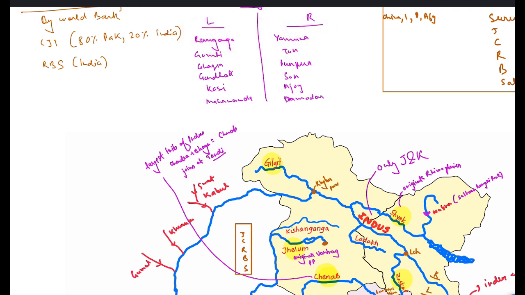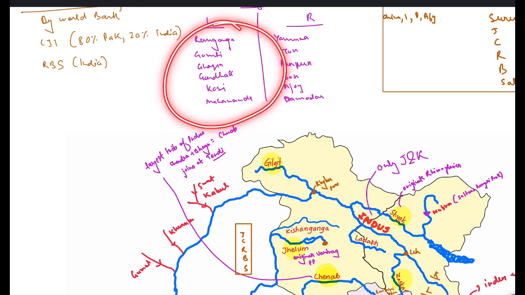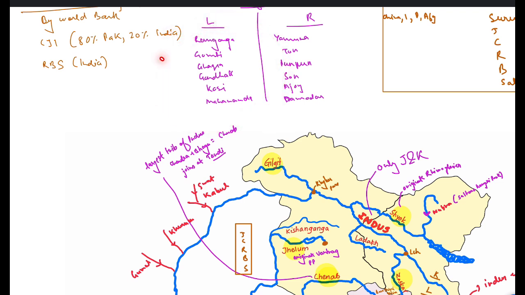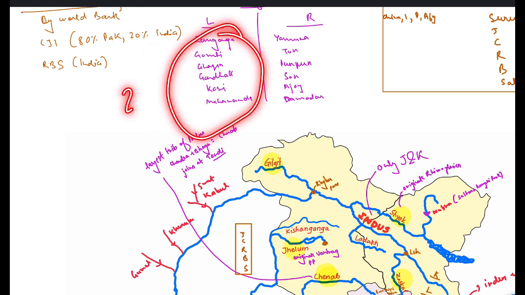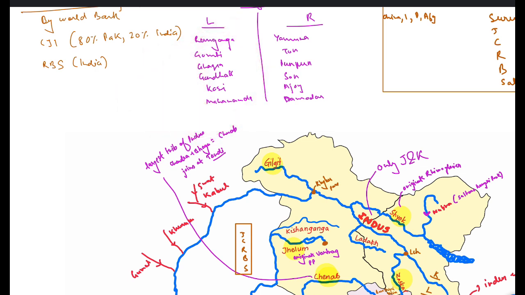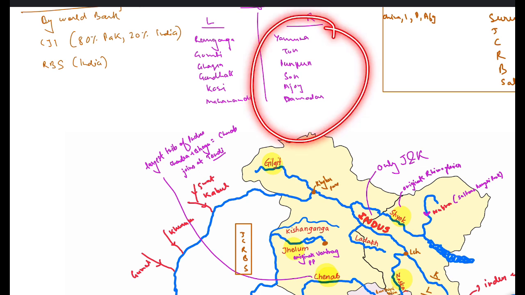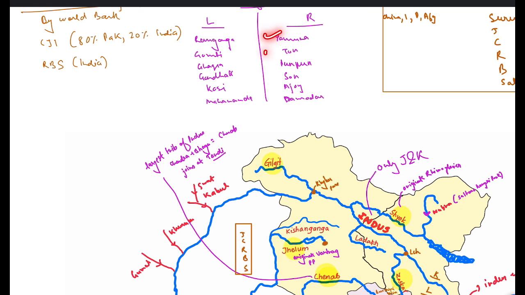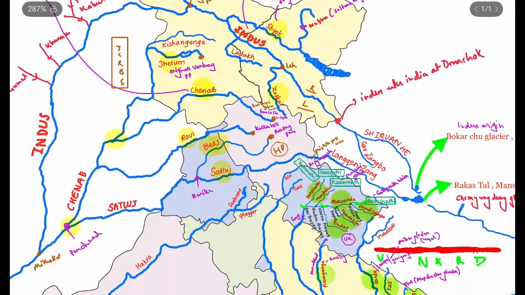Now let's see left bank tributaries. Main left bank tributaries are Ramganga, Gomti, Ghagra, Gandhak, Kosi, Mahanadi. It is in chronology. This question was asked in 2024. Simple question. And right bank tributaries are Yamuna, Ton, Pun, Son, Ajay, Damodar. So this is our Ganga system.